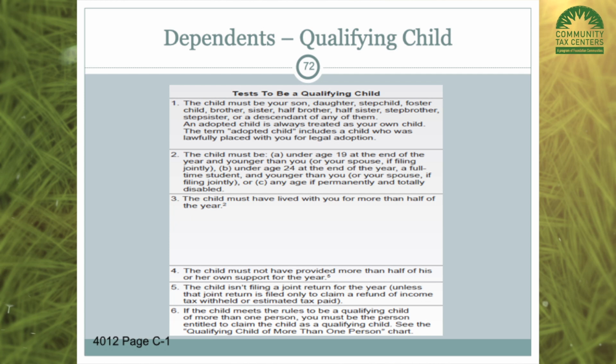Then we talk about the support test. The child must not have provided more than half of his or her own support for the year. And so when we talk about the support, that means their rent, their living quarters, their food. So even if this child works, what is their money going towards? Is it to support them? Is it to pay for the roof over their head, for them to eat?